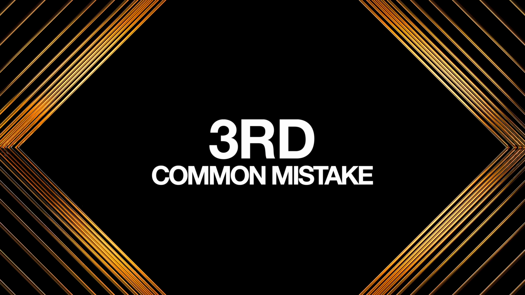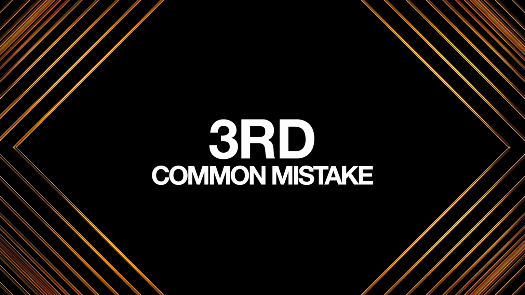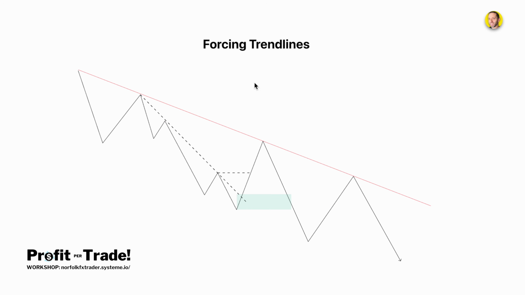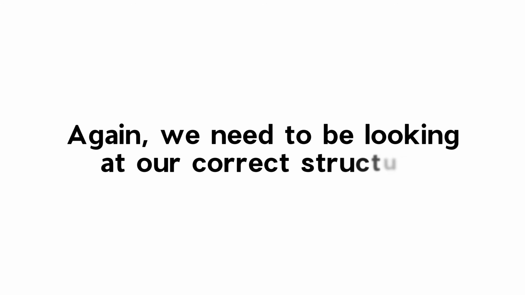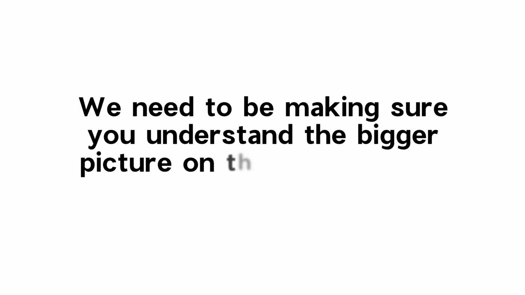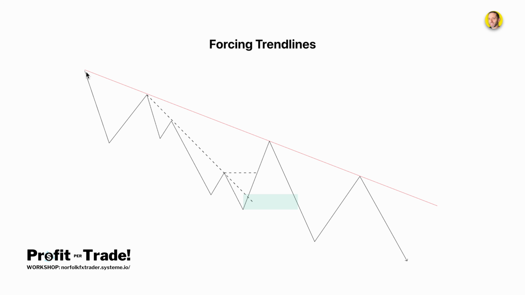So now let's look at the third common mistake I'm finding people making in their trading when it comes to structure. If you are forcing trend lines, that's when you're going to have losing trades. Again, we need to be looking at our correct structure breaks. We need to make sure you understand the bigger picture and the higher time frames. So the bigger picture here is this is a swing move in the market. We have a swing pullback and we continue to run and break structure.